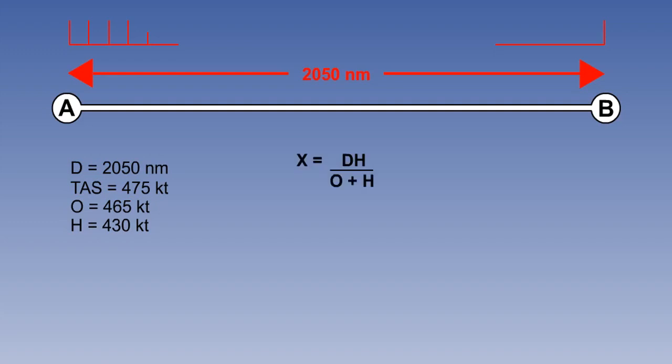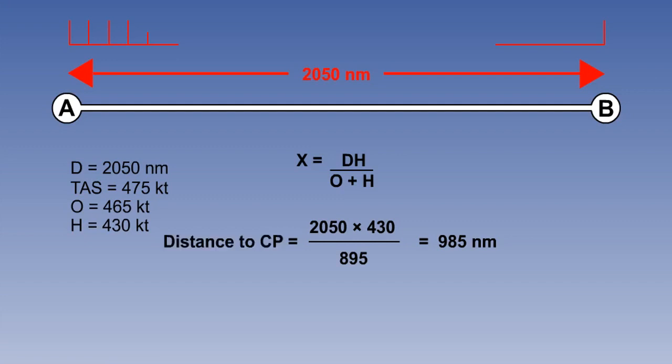Now we substitute into our usual equation x equals d times h over O plus h. D is 2,050, O is 465 knots, and H is 430 knots. If you get your calculator out and do the maths, you will find that the distance to the point of equal time is 985 nautical miles. Just so that you get used to the terminology, we'll use the term critical point for the point of equal time from now on. It's almost as common, and you should be familiar with it.